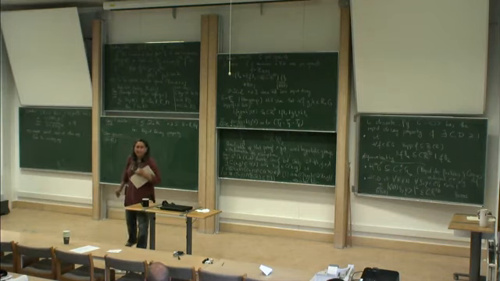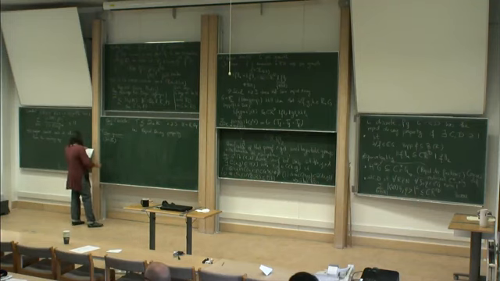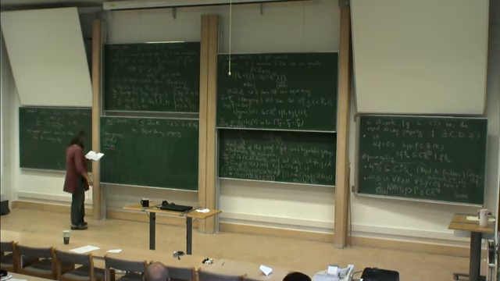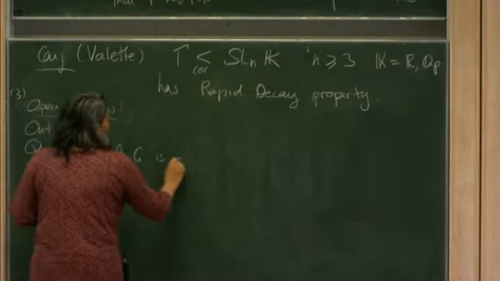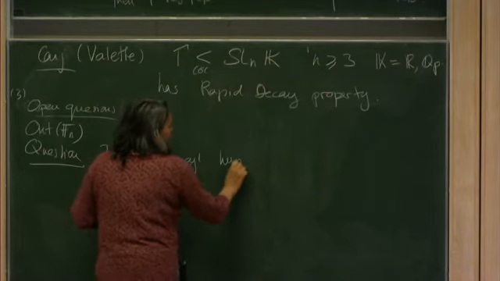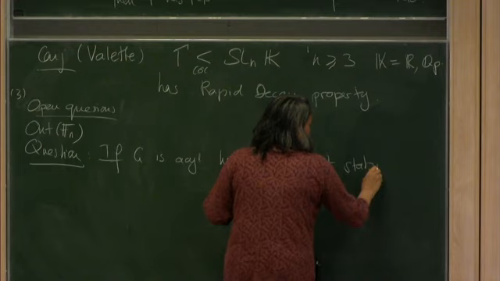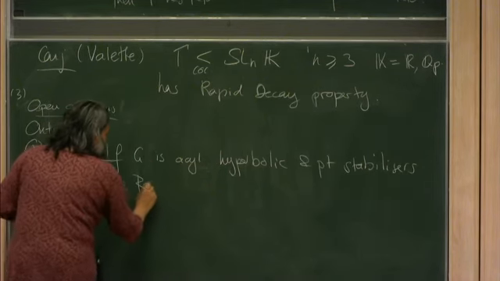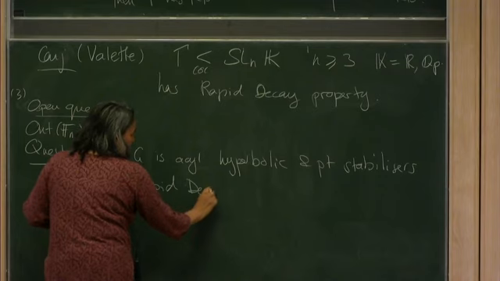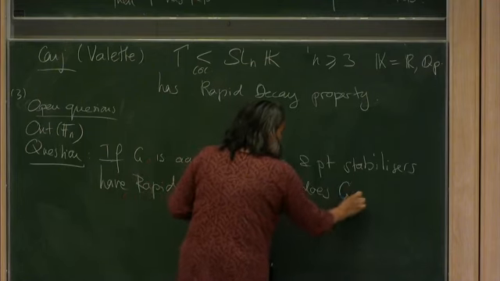One approach that's probably not going to work is the following question. If G is acylindrically hyperbolic and point stabilizers have the rapid decay property, then so does G.